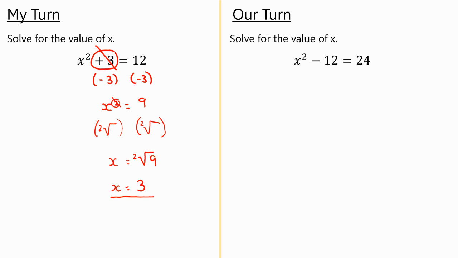Now, it's important to note that technically this value could be either positive 3 or negative 3. This is because minus 3 squared, so minus 3 times minus 3, is also 9. I'll just show you how that would work. If it was minus 3 squared, and we substituted this back into the equation, you can see that minus 3 times minus 3 is 9. 9 add 3 is 12. So your correct answer technically is x is equal to positive or negative 3.